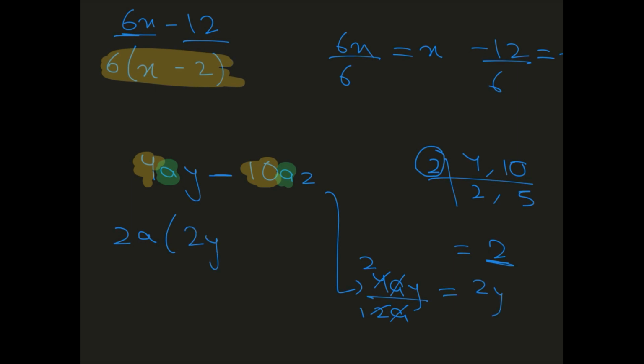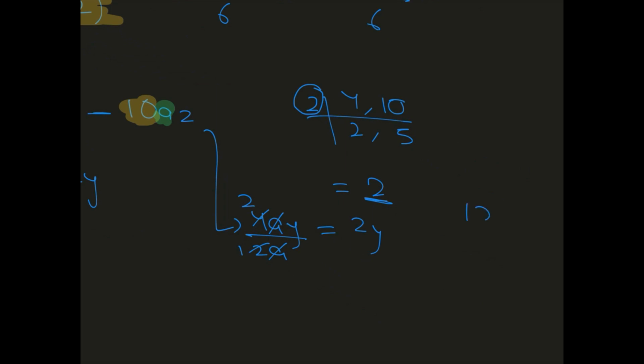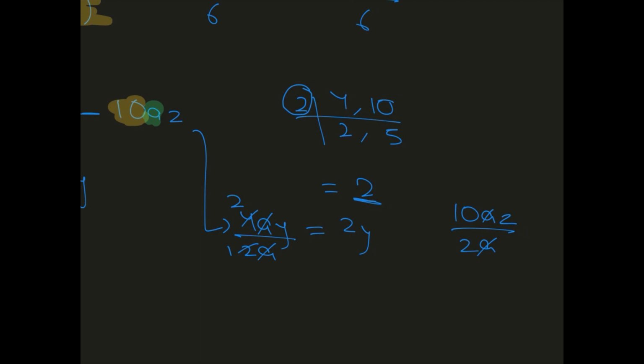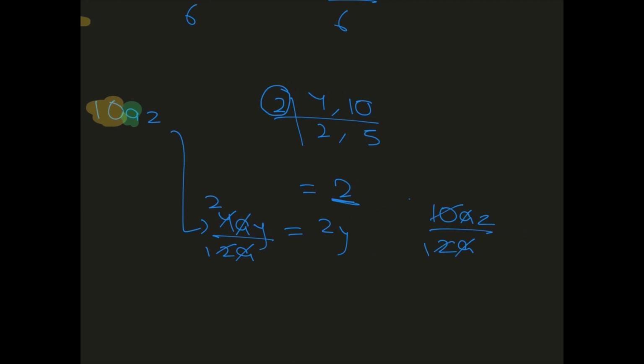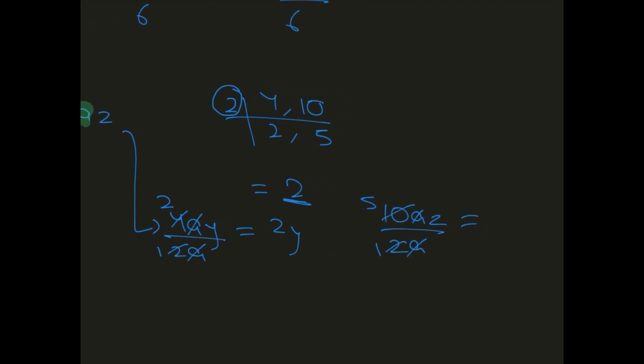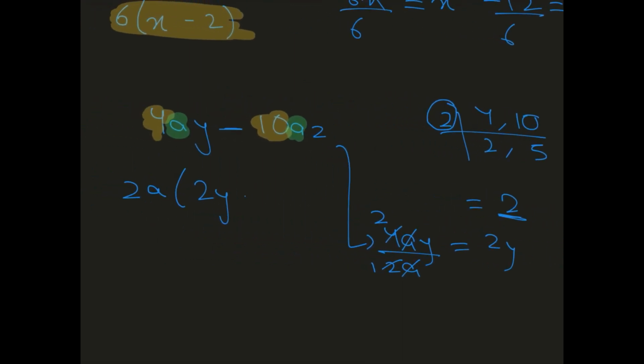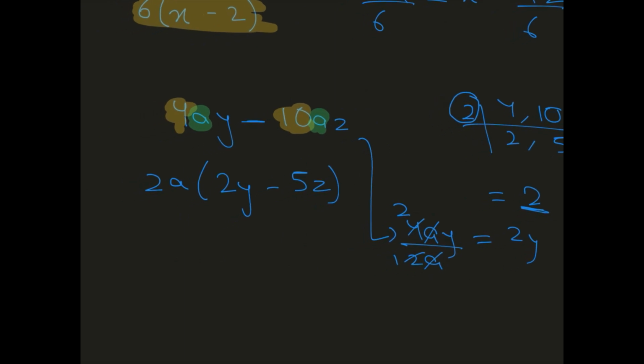We have 2y over here. And then 10az divided by 2a. Again, the a gets cancelled out and 2 times 1 is 2 and then 2 times 5 is 10. So we are left with 5z. So over here, we'll have minus 5z, right? So this will be our factorized expression, right?